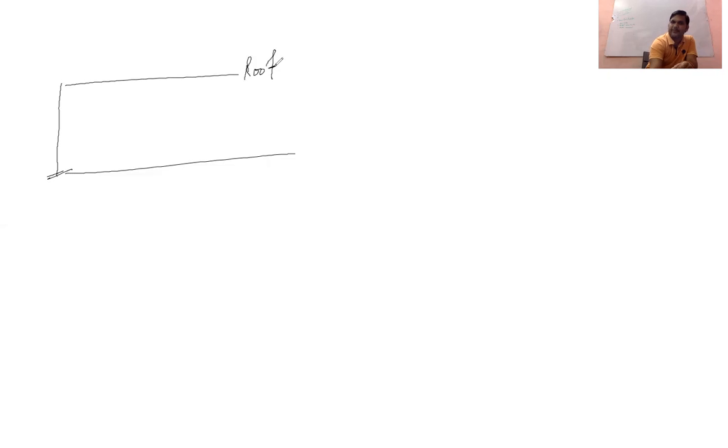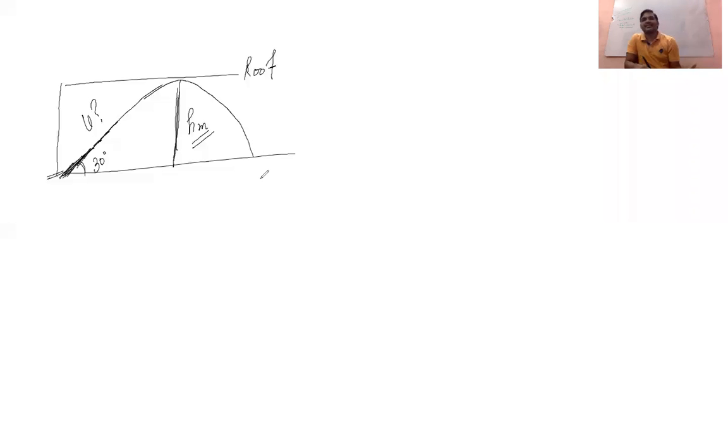Suppose sometimes it is asked like this. Suppose there is a roof, and the height of the roof is already given, let's say h meter. They are saying that if any person is throwing a ball at an angle of 30 degrees or something like this, then what should be the velocity of that ball so that it can just come back to the ground without touching the roof?